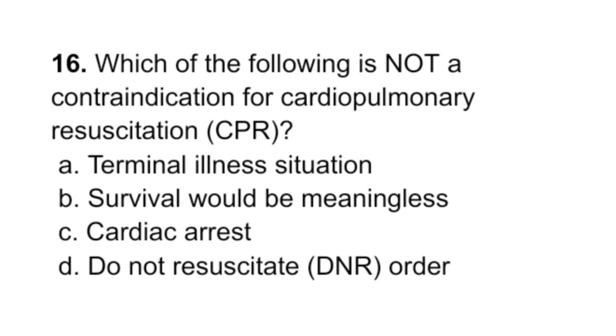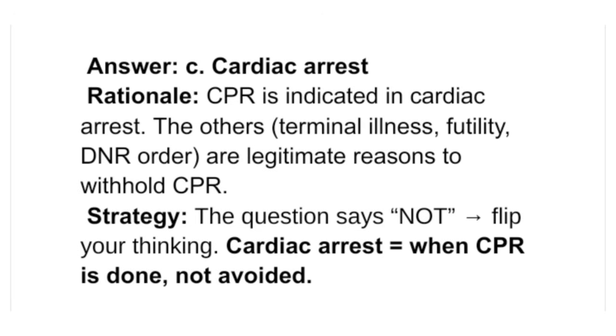16. Which of the following is not a contraindication for cardiopulmonary resuscitation, CPR? A. Terminal illness situation. B. Survival would be meaningless. C. Cardiac arrest. D. Do not resuscitate, DNR, order. Answer, C. Cardiac arrest. Rationale: CPR is indicated in cardiac arrest. The others, terminal illness, futility, DNR order, are legitimate reasons to withhold CPR. Strategy: the question says "not," so flip your thinking. Cardiac arrest equals when CPR is done, not avoided.